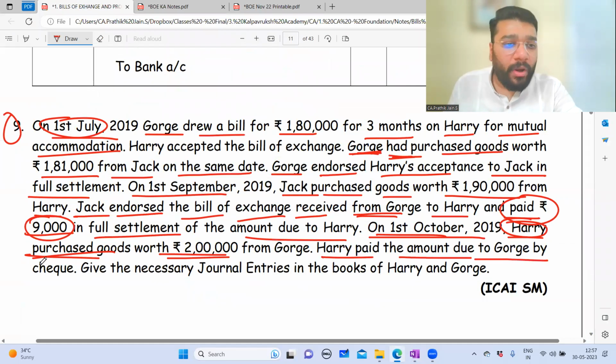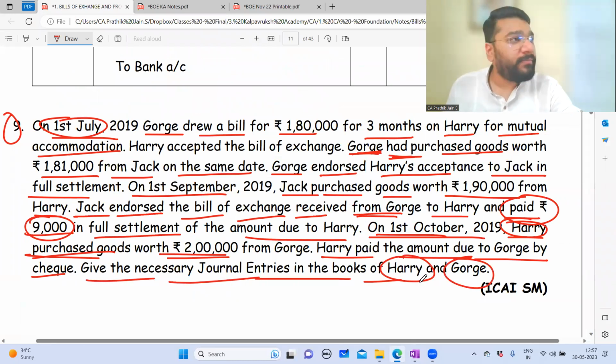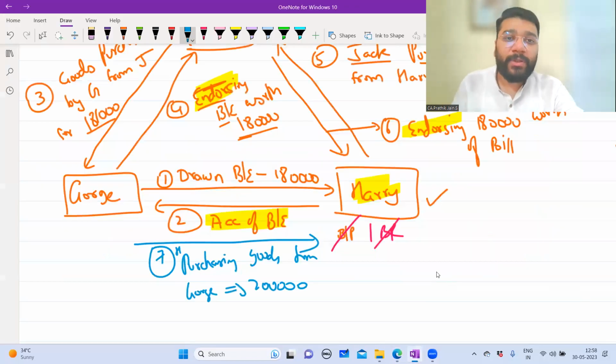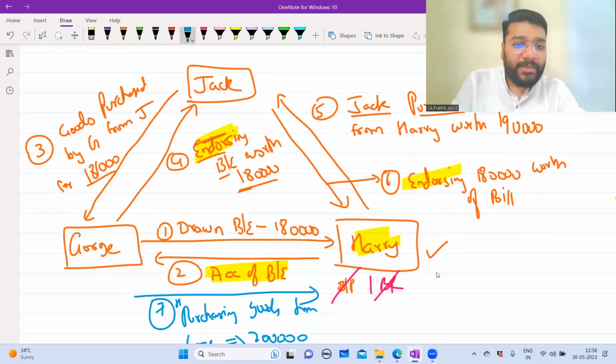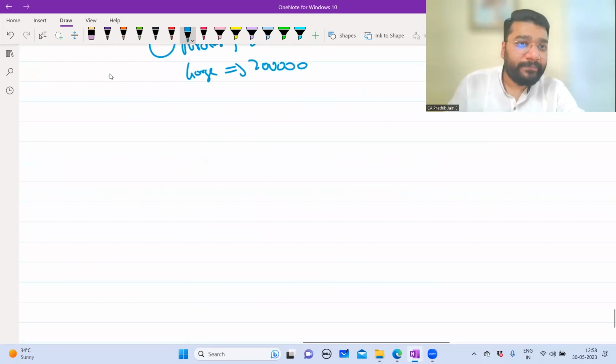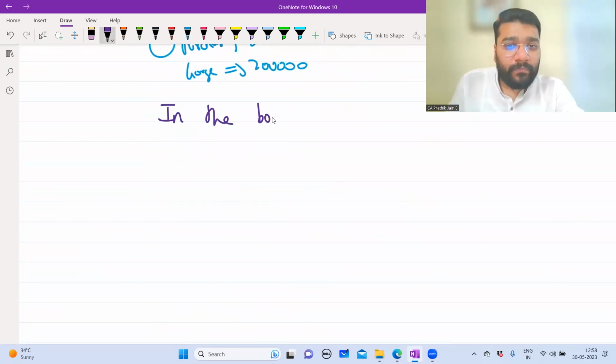Harry paid the amount due to Gorgi by check. Give the necessary journal entries in books of Harry and Gorgi. So first, in whose book will we do it, Harry or Gorgi? Let's do Gorgi's book first. Okay, online people, can we do it? This diagram, I'll explain one more time when I do the journal entry. So let's do the entry in books of Gorgi. Spelling Gorgi, G-O-R-G-E.